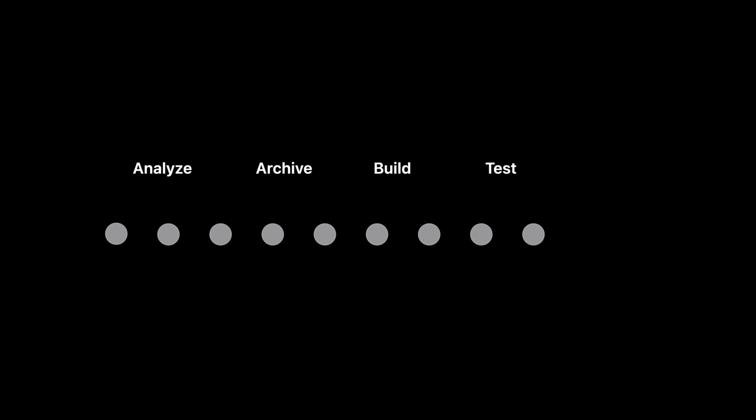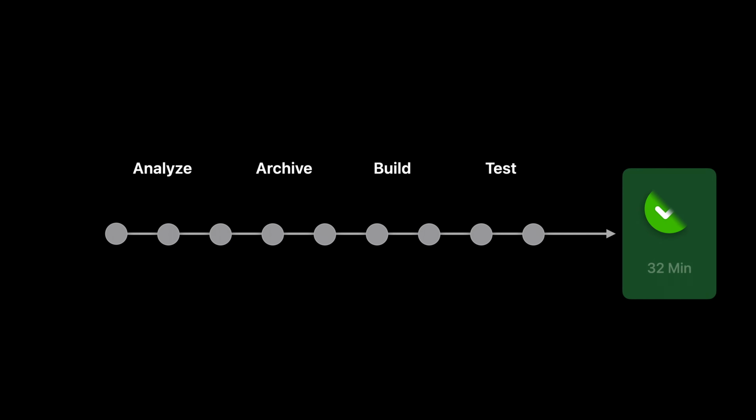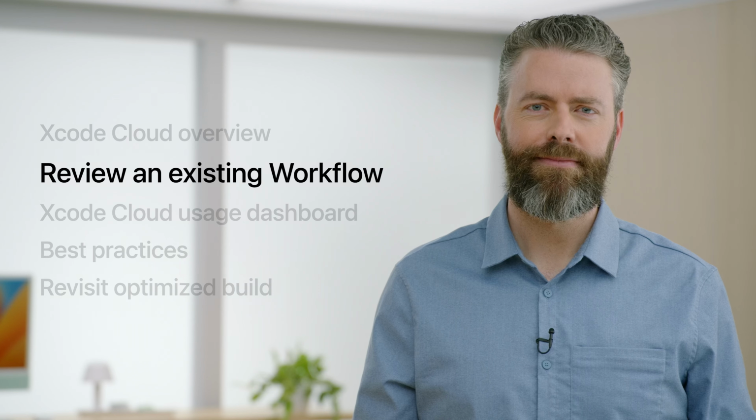Now, when calculating usage, each one of these actions, when observed in sequence, give us the total compute usage of the build. In this case, 32 minutes. And that's how Xcode Cloud calculates the build duration and usage for a given build.